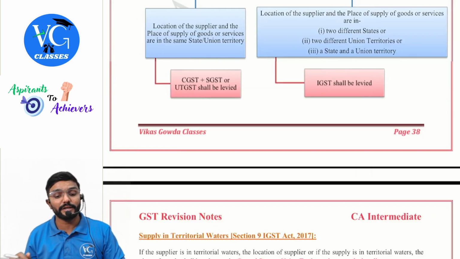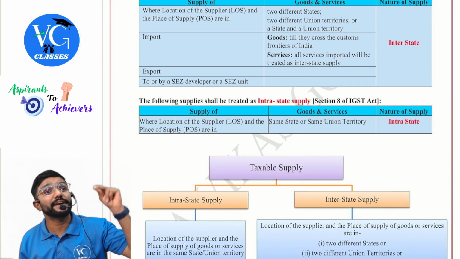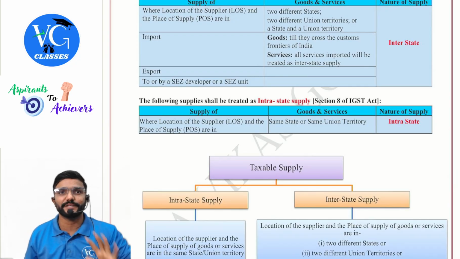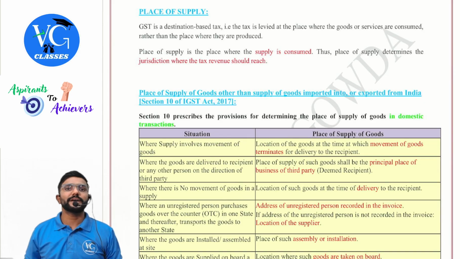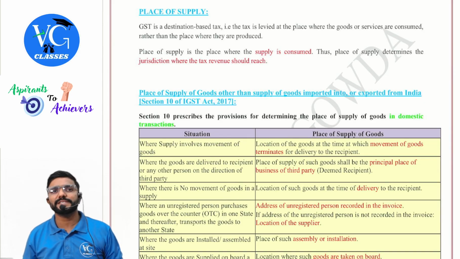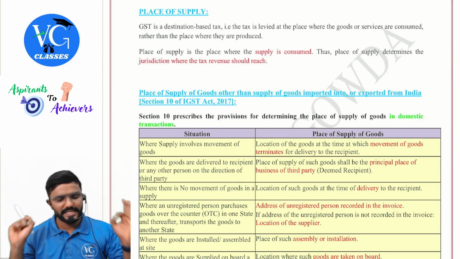Okay. Now coming to the actual place of supply provision. We just saw the background. Why is place of supply required? To decide whether the supply is intra-state or inter-state. Now we are deciding the place of supply. Where is it covered? The provisions with respect to place of supply are covered in the IGST Act.